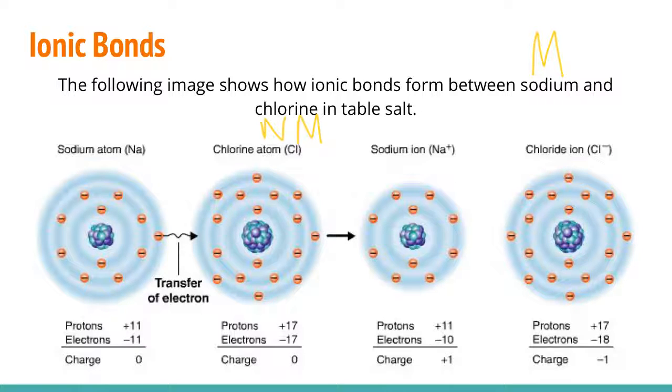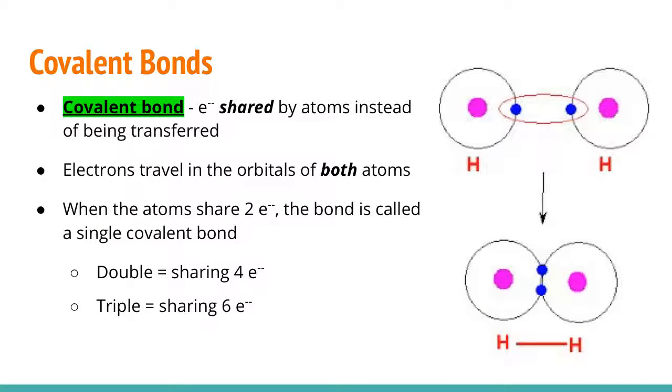So this is a great example where we see a metal giving away its electron to a nonmetal, forming an ionic bond. The second type of bond that's really important for you guys to understand is the covalent bond. In a covalent bond, electrons are shared by atoms instead of being transferred. These guys are essentially in a tug of war that no one can win. Electrons travel in the orbits of both atoms.